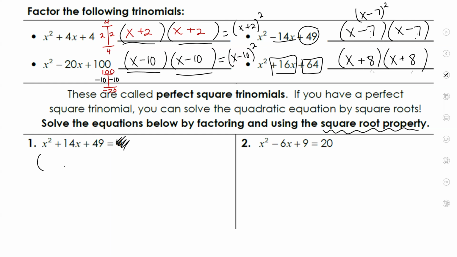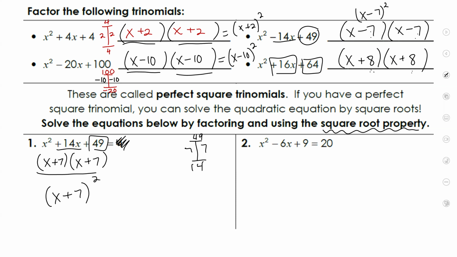What two factors will this one be? Yes, this will be x plus 7 and x plus 7. Because you guys are used to doing a little eye chart, you need two numbers that multiply to this 49, but add to the 14. That's 7 and 7. So that's how I get my factors. You can write this as x plus 7 squared.